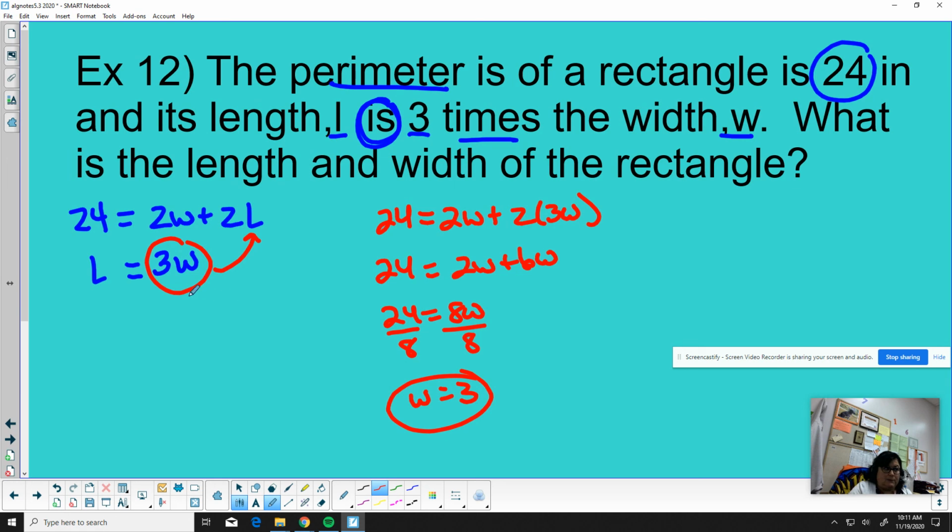And then I can take this and put it in here. So length is 3 times 3. So the length is 9. So this rectangle is 9 by 3. So the length is 9 and the width is 3, or 9 by 3.